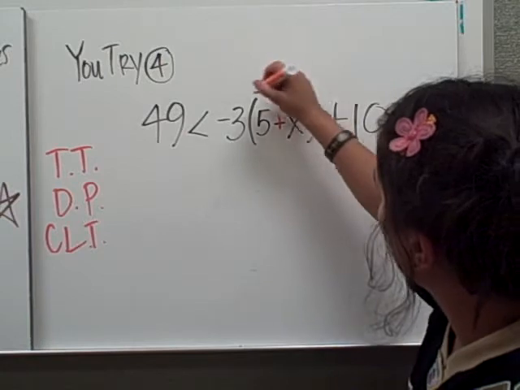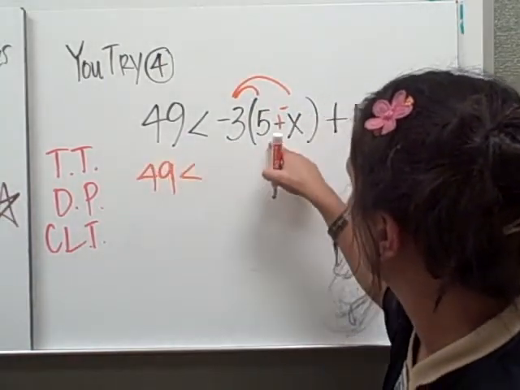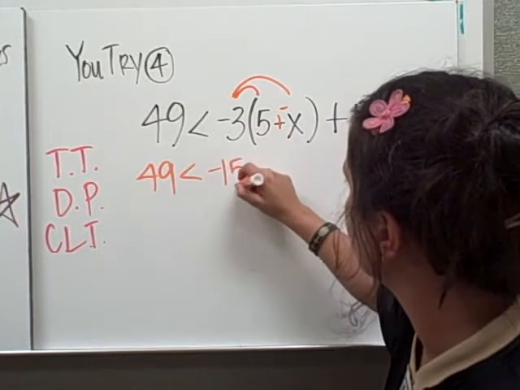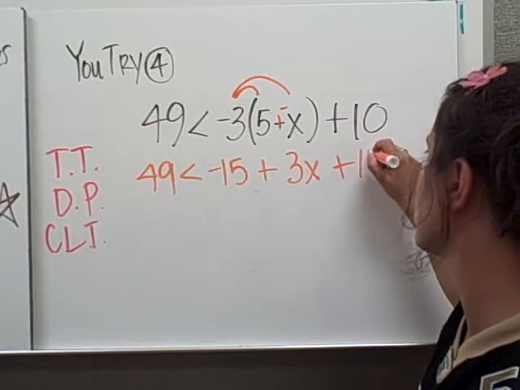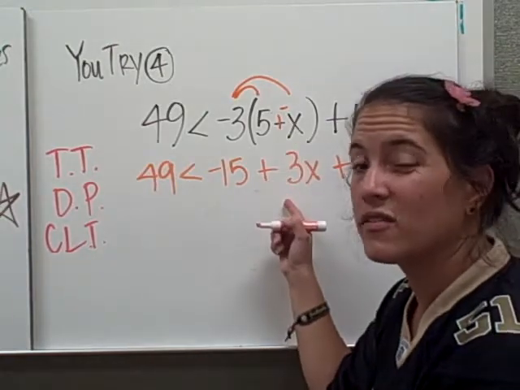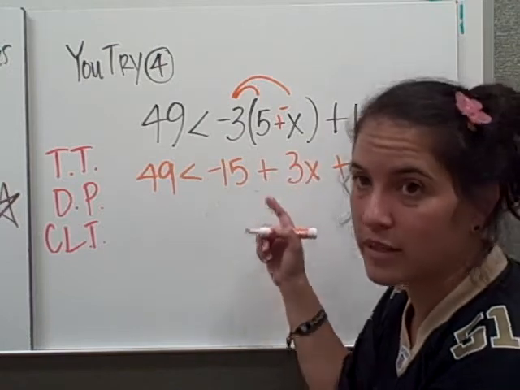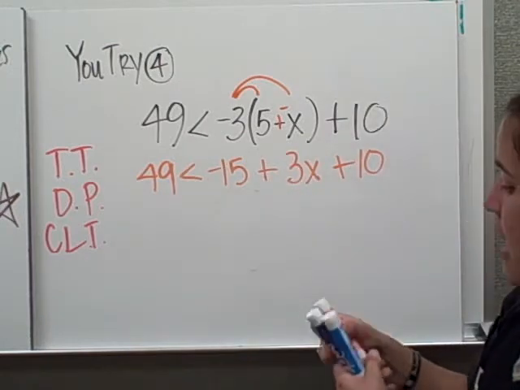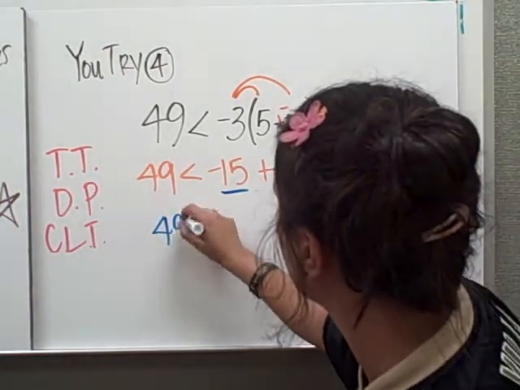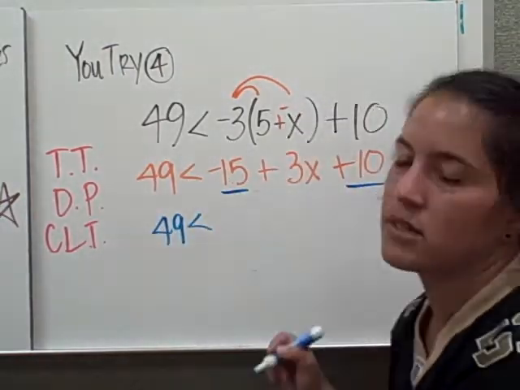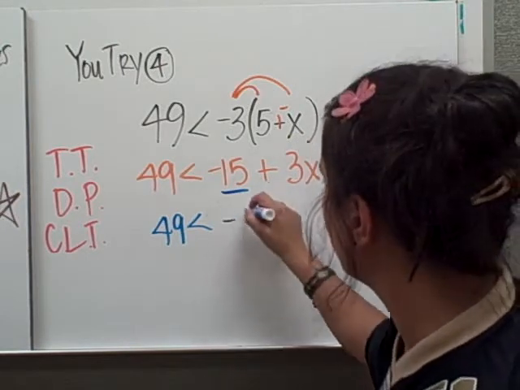So we touch twice, and then we distribute. Negative 3 times 5 is negative 15. Negative 3 times x is a positive 3x. So make sure you got that positive 3x, because a negative 3 times a negative x is going to give us a positive 3x. I need to combine like terms, so I'm going to combine my negative 15 and positive 10. What did you get? Negative 15 plus 10? Negative 5.